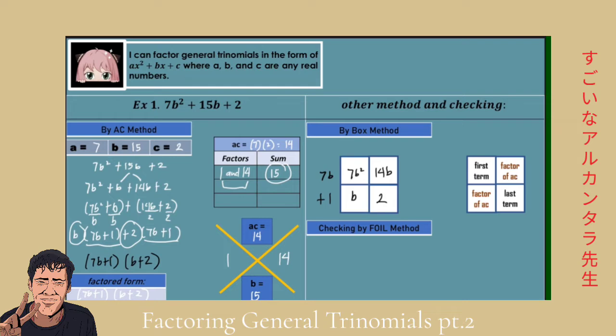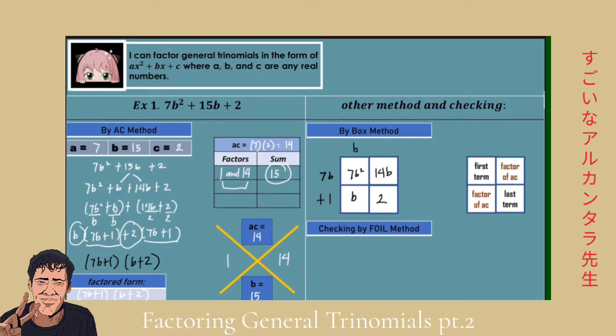Anyway, let's do the vertical. 7b squared and b, the GCF is b. And then 14b and 2, the GCF is positive 2, so that's plus 2. So as you can see here, this is your first factor, this is your second one. Either way, it still counts. So basically you have 7b plus 1 and b plus 2. We arrive at the same answer using a different method.